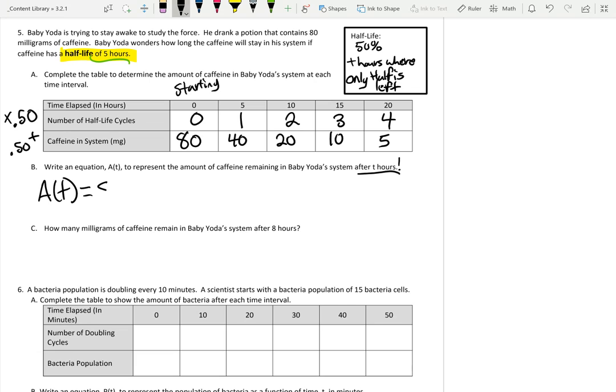So how much did he start with? 80 milligrams of caffeine. And now we're going to have to take 1 minus our rate because it is a decay. And what you're going to notice is that it's going to be exactly the same percent. This is the only instance where this will behave this way, because if you take half of 1, you're going to be left with exactly half. So we're going to put it in our equation as 0.50, and we're going to raise it to the t power.